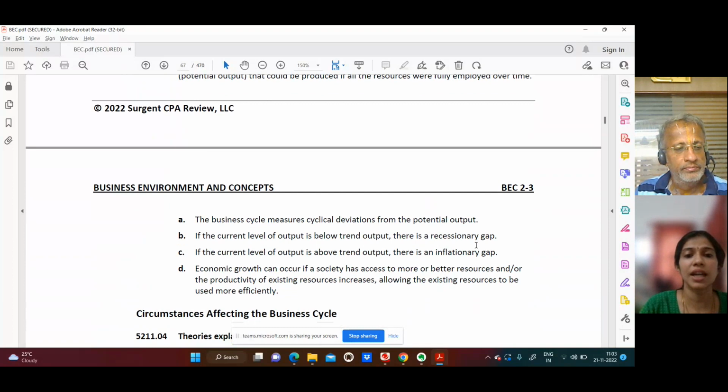And then the business cycle measures cyclical deviations from the potential output. So what do you mean by potential output? Every business or an economy as a whole has some potential output.